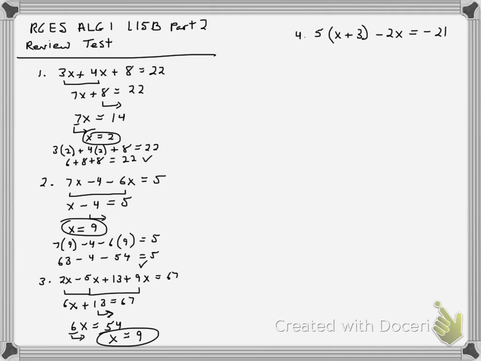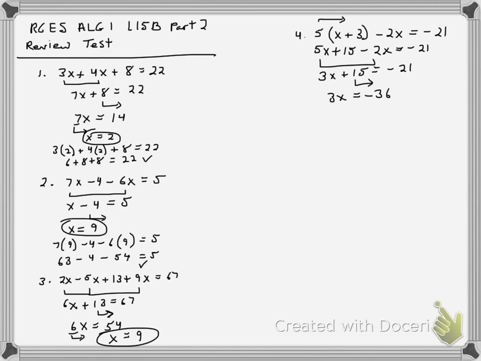First thing I need to do is distribute, so I can simplify the left side. I'm going to get 5x plus 15 minus 2x equals negative 21. I'm going to combine my x's. 3x plus 15 equals negative 21. I'm going to take my 15 to the other side by subtracting. Negative 21 minus 15, same signs, so we're going to add those. That'd be 36, and it'll be a negative.